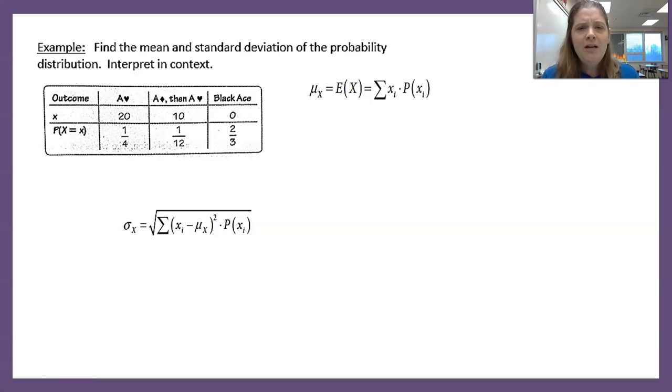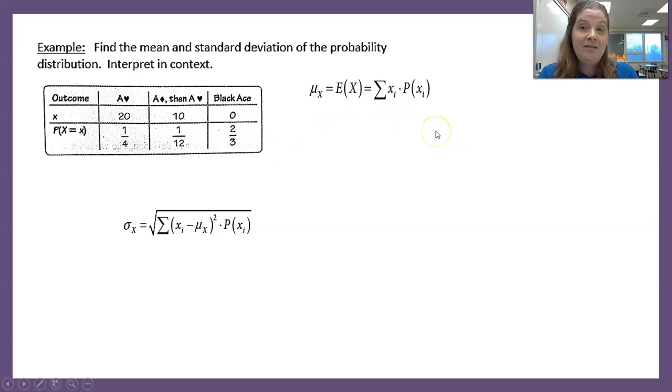All right, here's another one. This goes with our Lucky Lovers discount problem from the other day. Remember, if the person gets the ace of hearts, they win $20 off. If the person gets an ace of diamonds and then gets the ace of hearts, they get $10 off. And if they get the black ace, they get $0 off either of those extra times. All right, so this was 25% and about 8% and about 67% there, but those are expressed as decimals.